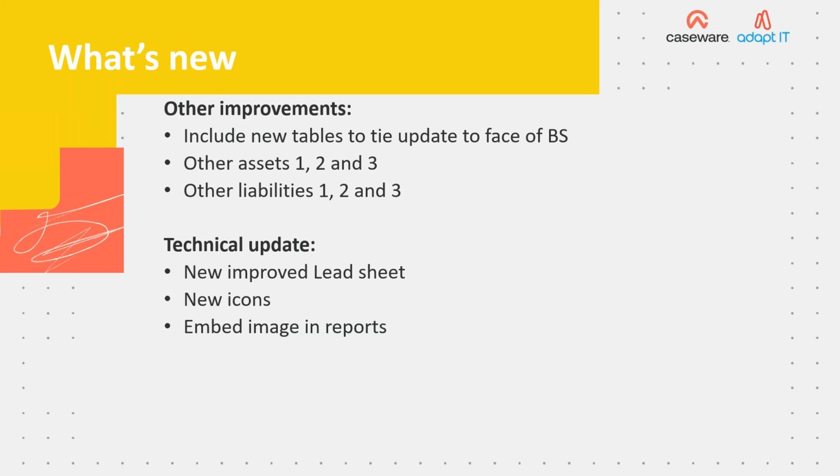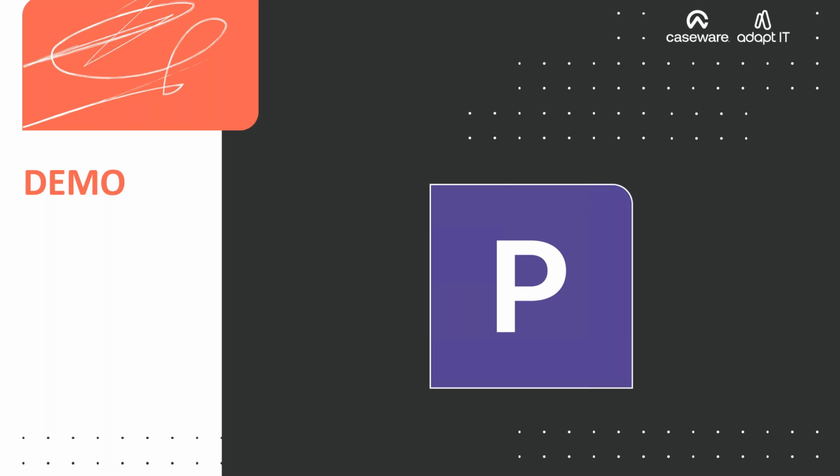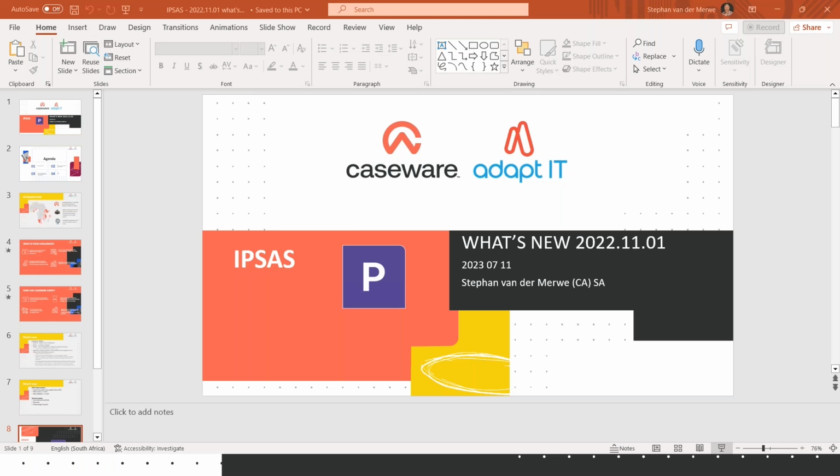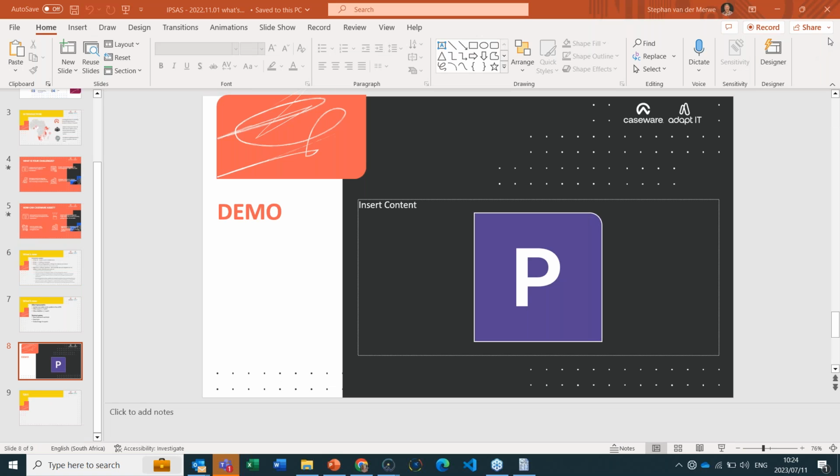We also implemented some new icons in the financial statements just to update the look and feel, to give it a more modern look. And we've added a very exciting new feature: we embed images in the reports, but let me show you that a bit later, just to give you context. I think that's enough talking at this stage. I just want to check if there are any questions or notes from the audience so far. I don't see any, but let's kick off.